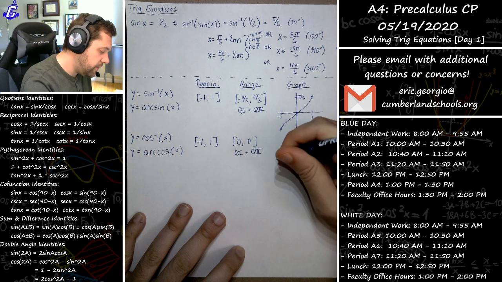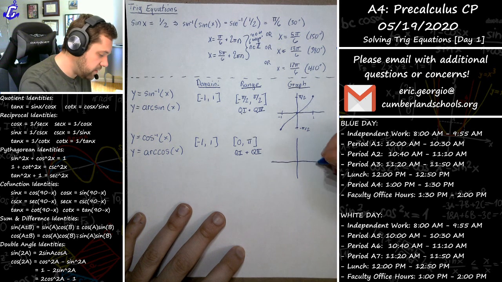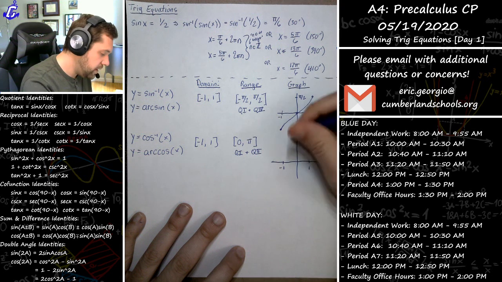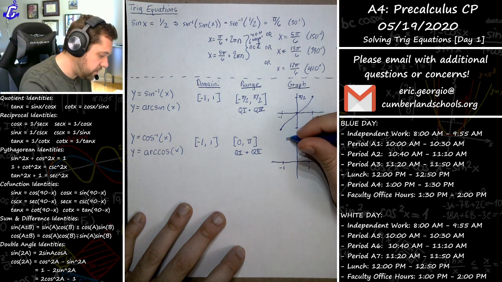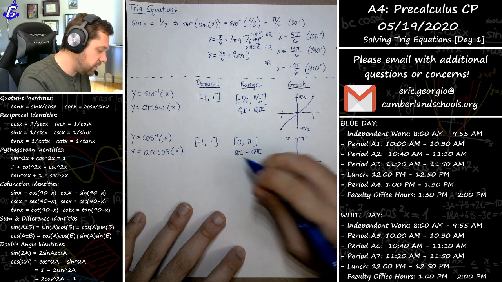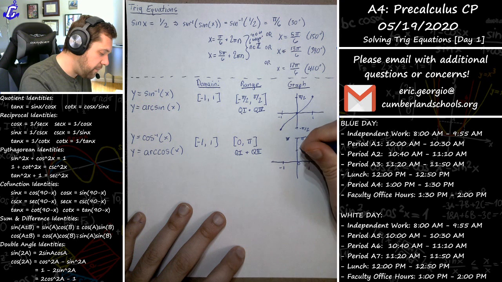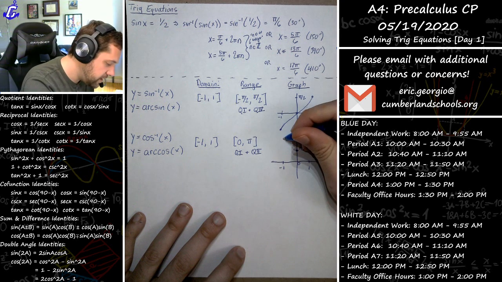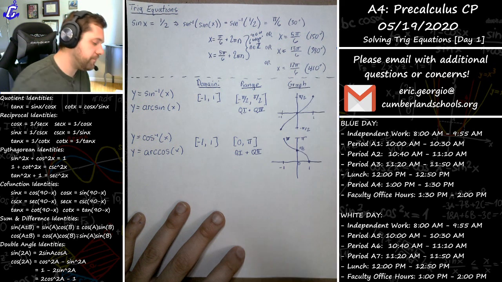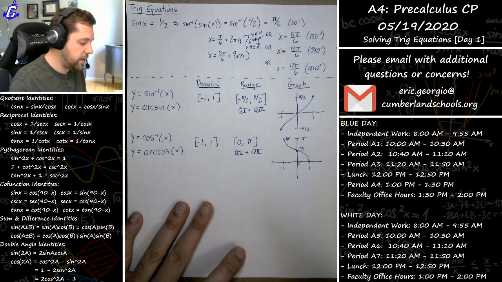Okay? The graph of that looks like this. We go from -1 to 1. We go up to pi. We go down to 0 because we're going from 0 to pi. And at pi/2, the cosine of pi/2 is 0, so we'd be right on that y-axis. And it would look like this. Okay? Ignore that little guy.